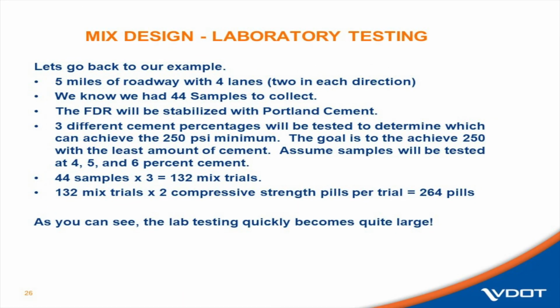So back to our sample project. 5 miles of roadway. We know we had 44 samples to collect. We're going to do 3 different mix trials with 4%, 5%, and 6% cement. We end up with 264 pills. It just grows exponentially. And the labs are often shocked at how big these jobs become rapidly. And again, this is all critical path. We can't start the job until this is done and done right. So make sure your lab can bring in additional staff and get it done.